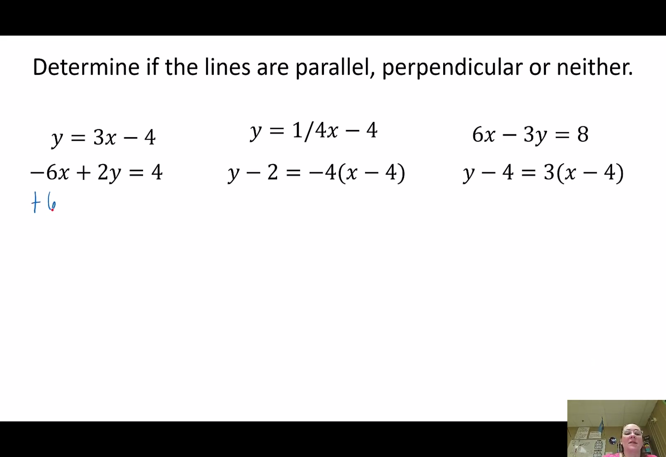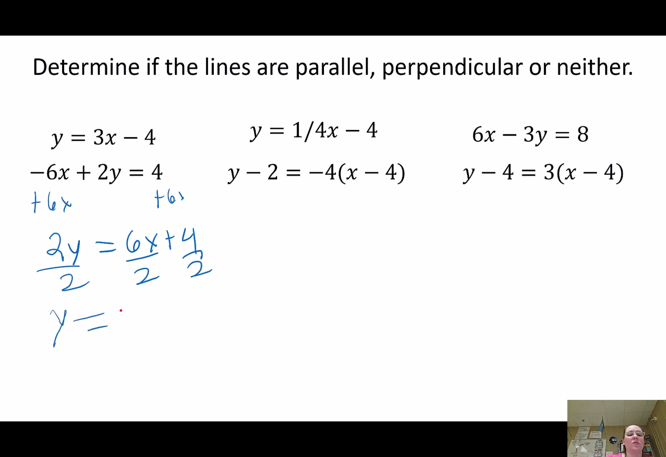So I'm going to add 6x to both sides, giving me 2y is equal to 6x plus 4. And then I have to divide everything by 2. So I get y is equal to, well, 6 divided by 2 is 3x. 4 divided by 2 is 2. So do we have the same slope? We're just looking at this number right here. And yes, so these would be parallel.